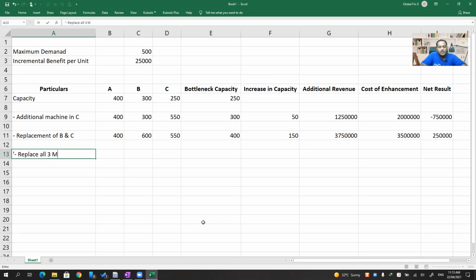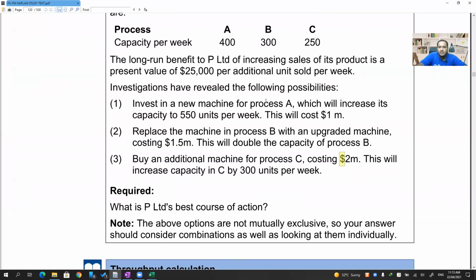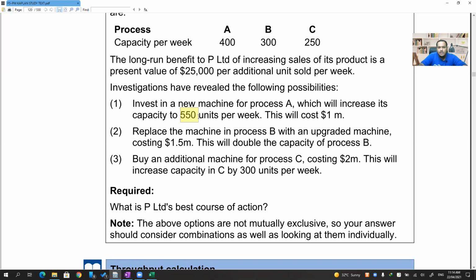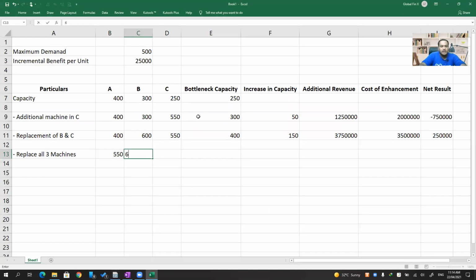Then replace all three machines. That is the next option, right? If I invest in a new machine for process A, which will increase its capacity to 550, my 400 will become 550. Please be careful about the prepositions. It's 550 by 300. Please be very careful. Now it will become 550 here, and B will be doubled, so I'll go with 600 and 550. So my bottleneck will be process C again.